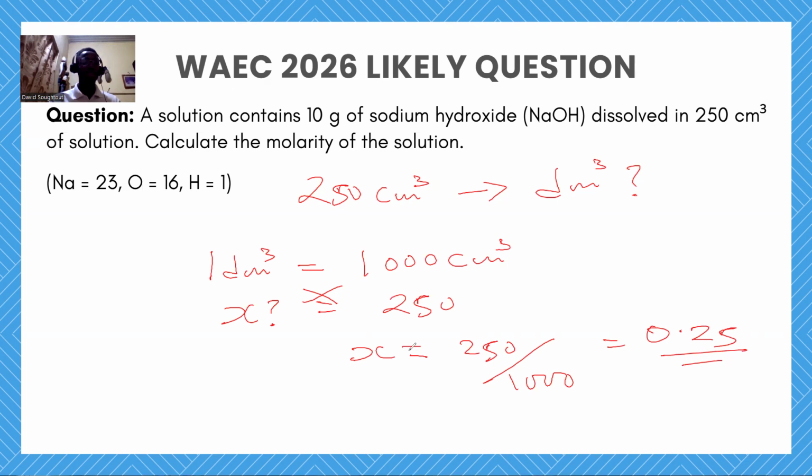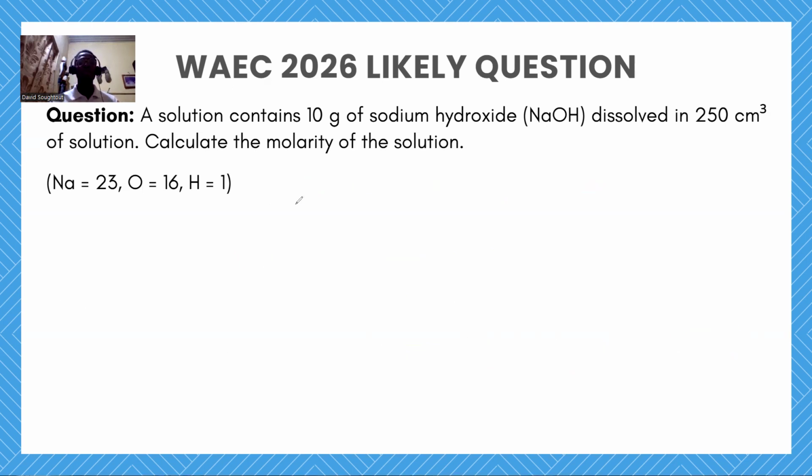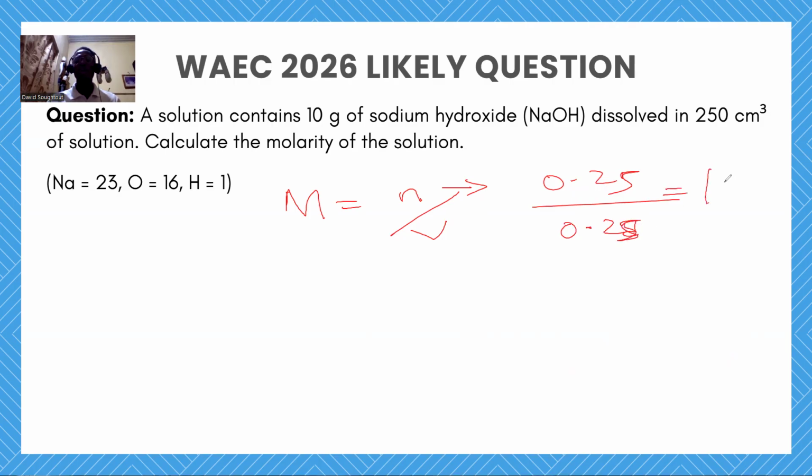So now we have the values for the number of moles, and we also have the value for the volume of the solution in dm³. And molarity is equal to number of moles divided by the volume. The number of moles is 0.25 and the volume is 0.25 dm³. Dividing this gives us 1, and the units will be mole per dm³.